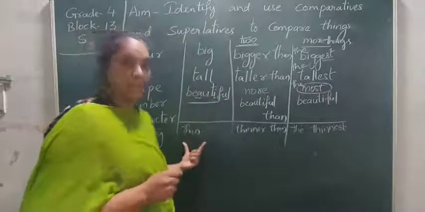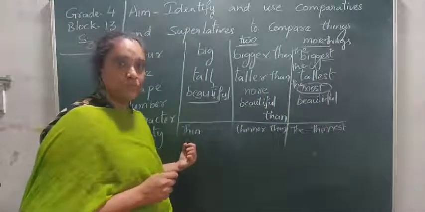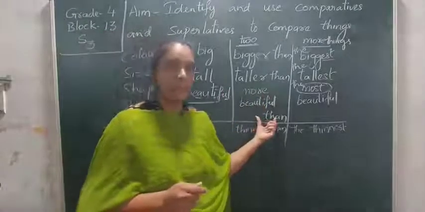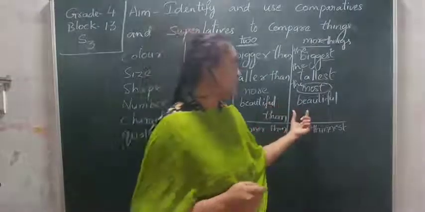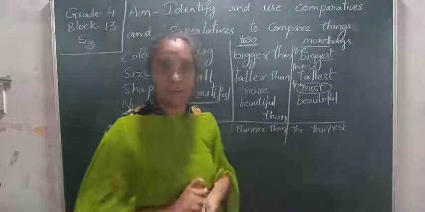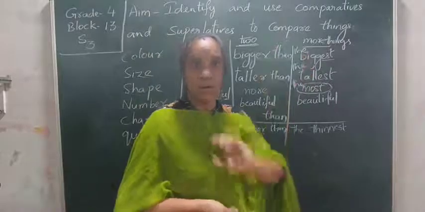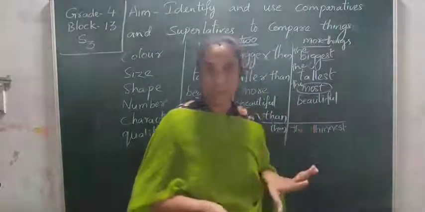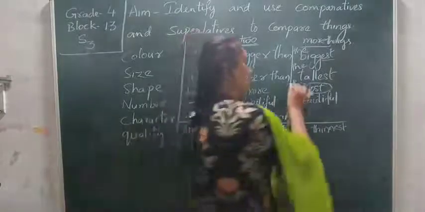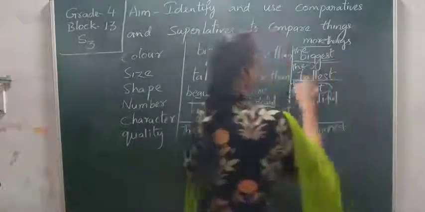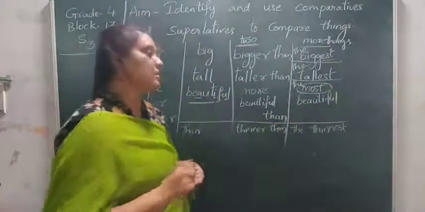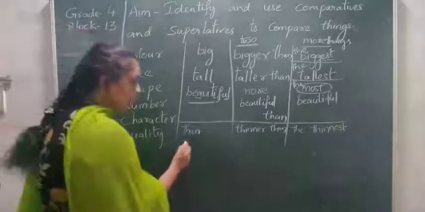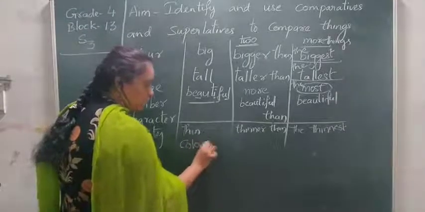You can compare with anything. Rose is beautiful. Rose is more beautiful than jasmine. Rose is the most beautiful flower, means among all. When I am comparing it with all the flowers, I use the most beautiful flower. Okay, in the same way, colorful. If I use the word colorful, see, C-O-L-O-U-R, colorful.